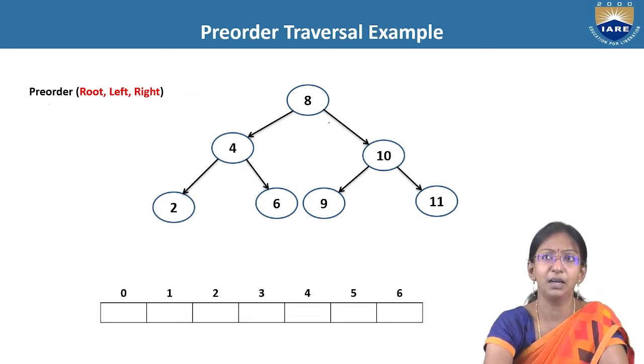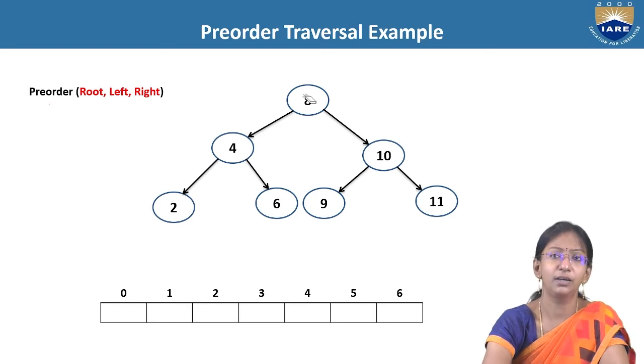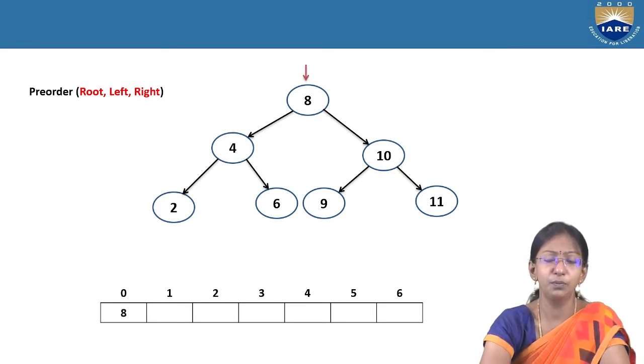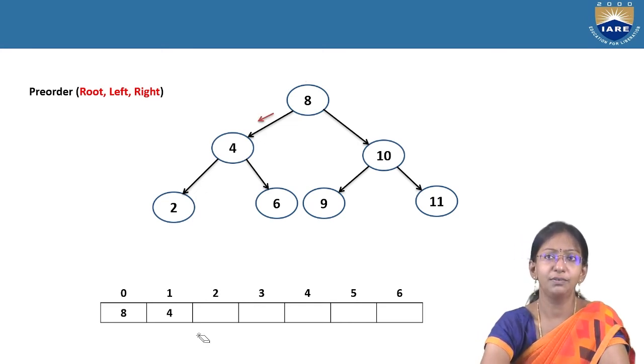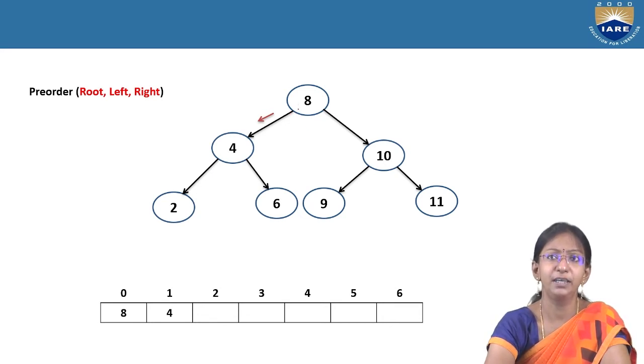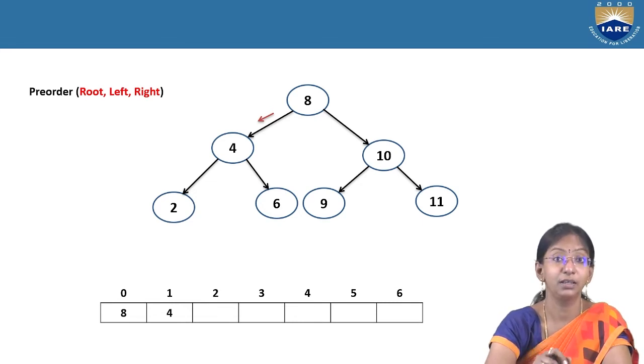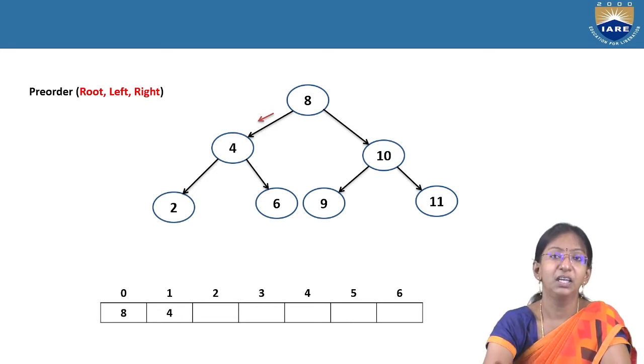So let me start with the root node, which is 8. Coming to preorder, what is it saying? Print the current one, which is 8. Once you print the current one, travel towards left. Once you travel towards left, you are going to encounter the left subtree of 8, which is headed by 4. As it is headed by 4, you have to store it. So 4 is stored at index 1. Again, travel towards left. When you travel towards left, you are going to encounter 2.